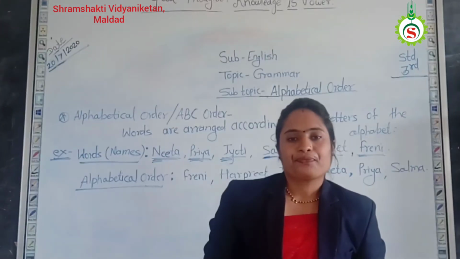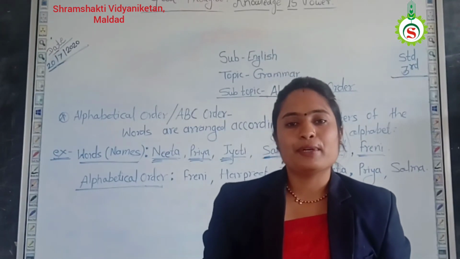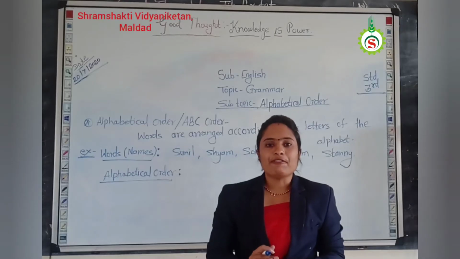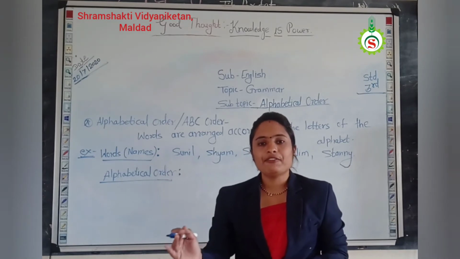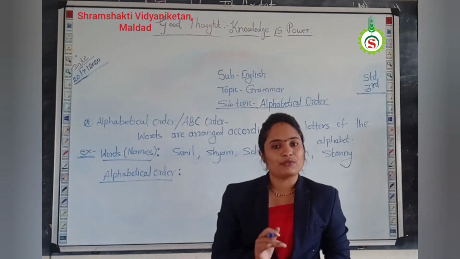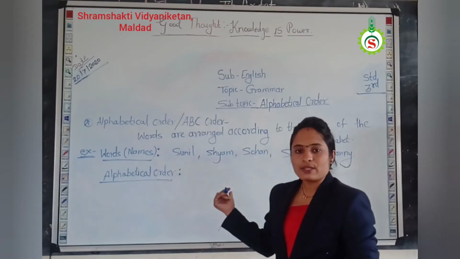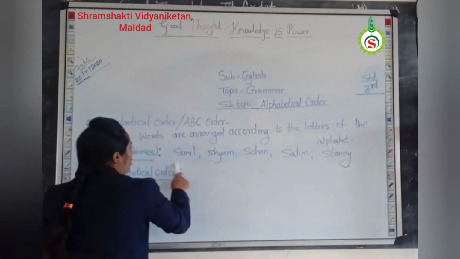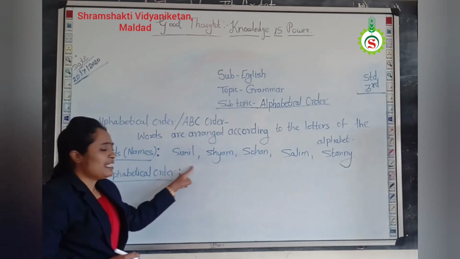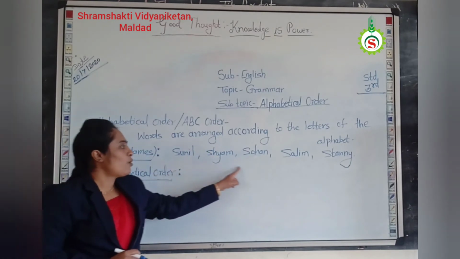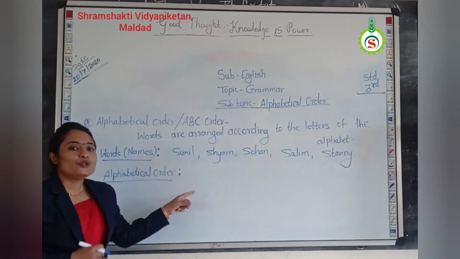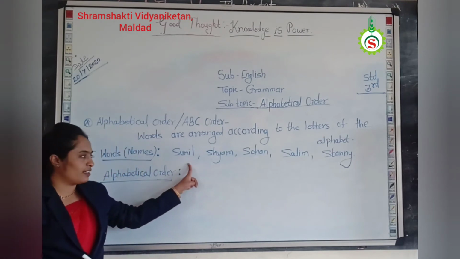Students, we will see the next example of alphabetical order. Students, if two or more words begin with the same letter, at that time you must look at the second letter of the words. I write some words on the board. Look at all these words. These are names, and all these words start from the same letter S. So you must look at the second letter of the word.